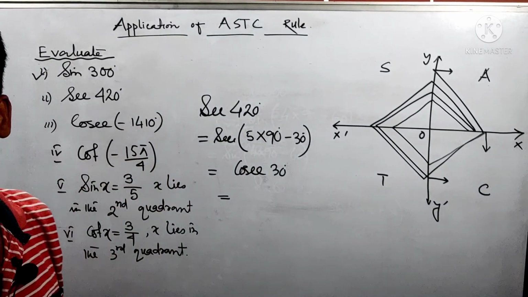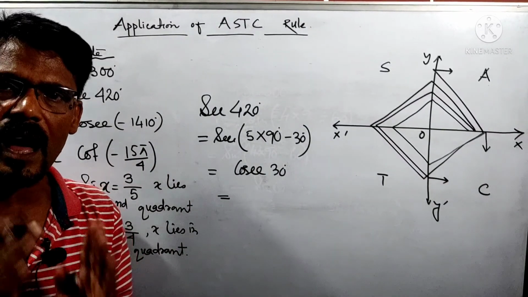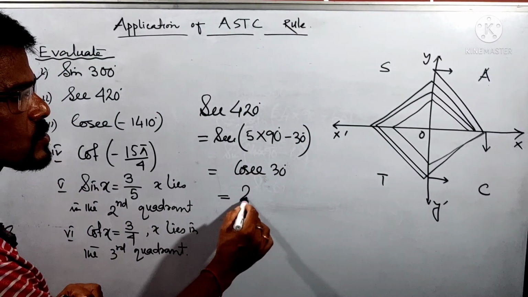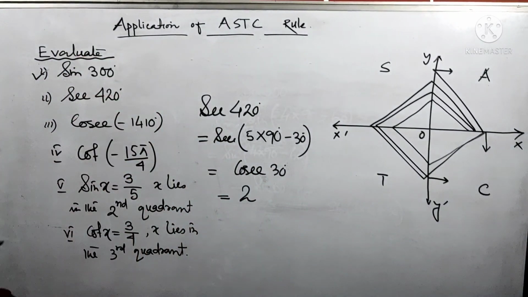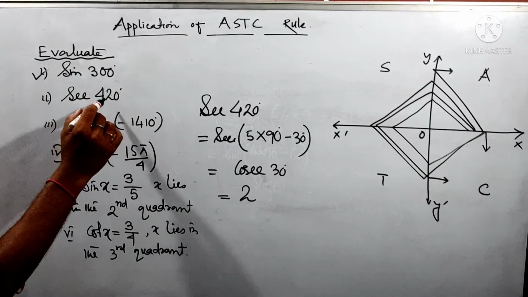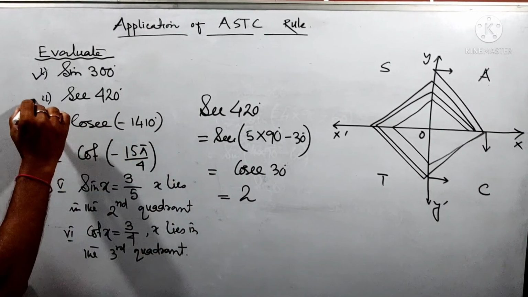And the value of cosec 30 degrees: since sine 30 degrees is half, cosec 30 degrees is 2. So the result is 2. That is the value of sec 420 degrees. This is 2. Okay.